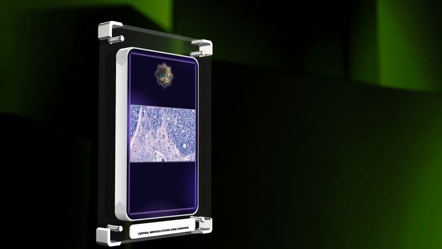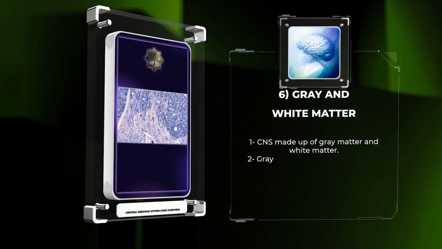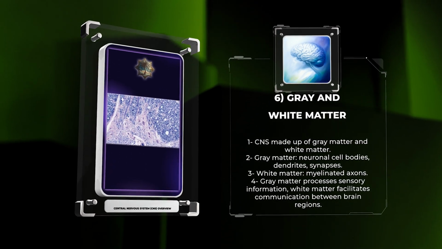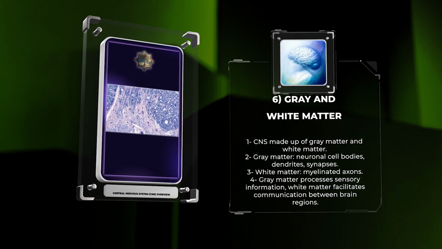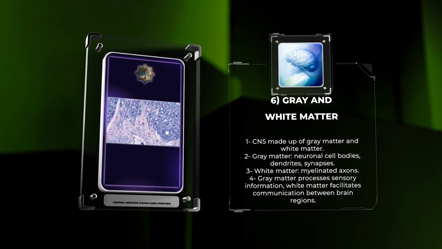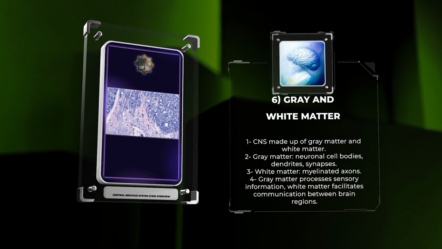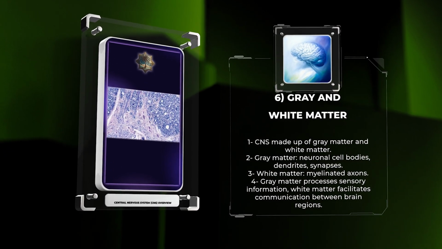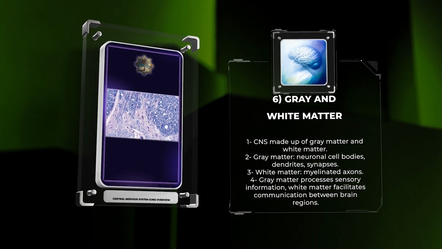The central nervous system, CNS, is made up of gray matter and white matter. Gray matter contains neuronal cell bodies, dendrites, and synapses, while white matter consists of myelinated axons. Gray matter processes sensory information and controls motor functions, while white matter facilitates communication between brain regions. Disorders affecting gray and white matter can lead to neurological conditions.